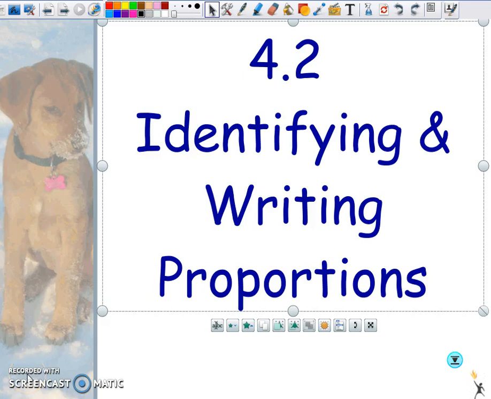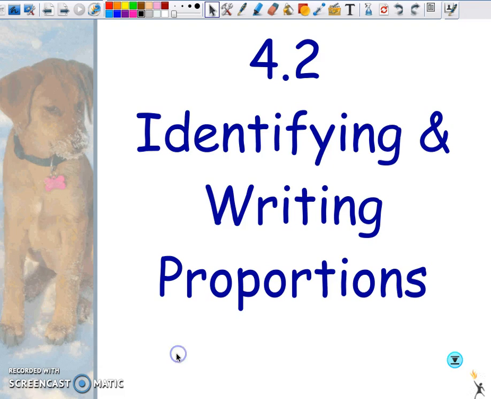Hi guys, today we are going to be focusing on 4.2 and 4.3. So our do now is on 4.2. We just want to brush up on some things that we learned last year, and then we're going to move on to the fun stuff.